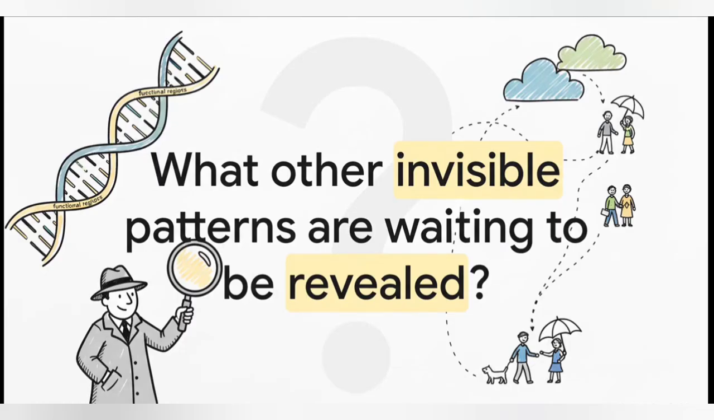Which leaves us with one final and, I think, fascinating question. The world is just full of observable data that's being driven by hidden processes. Everything from stock market prices to animal behavior to how ideas spread online. What other invisible patterns are out there, right in front of us, just waiting for the right model to finally make them visible?